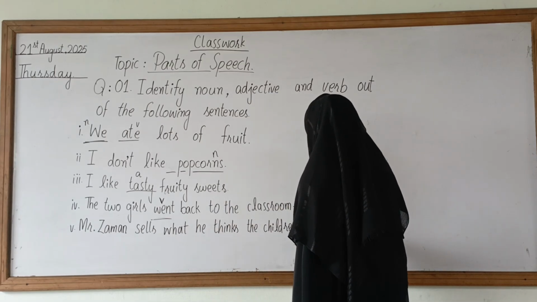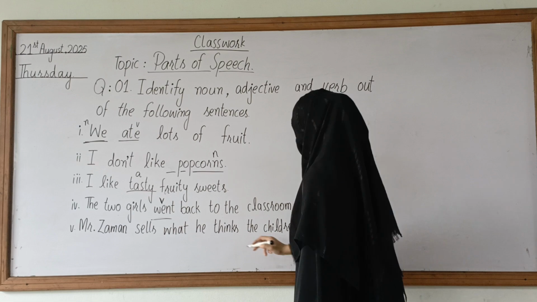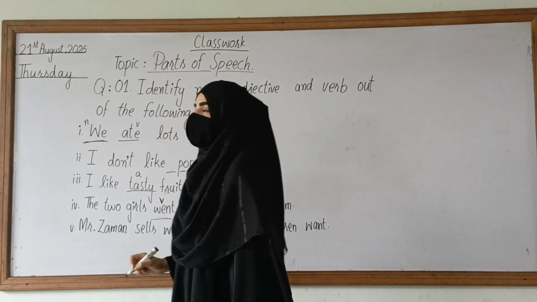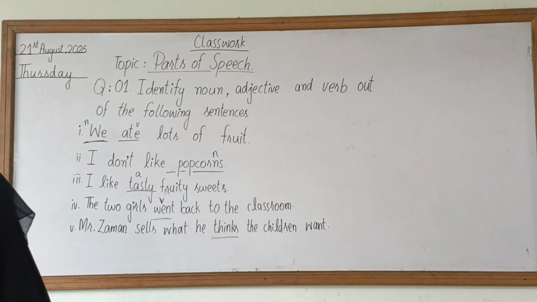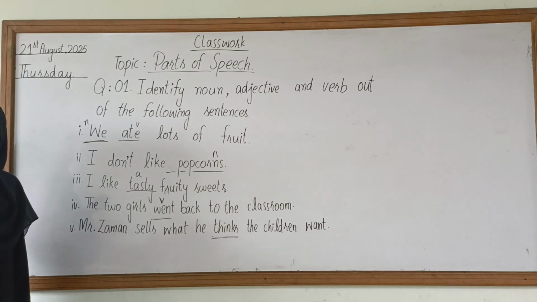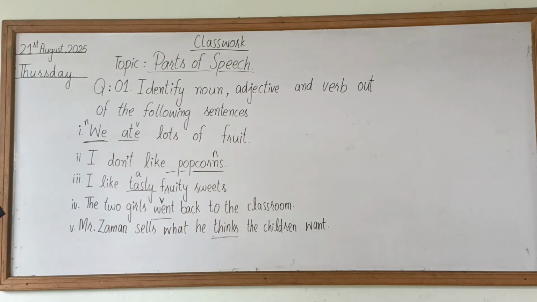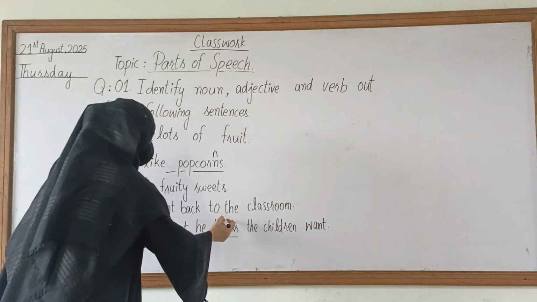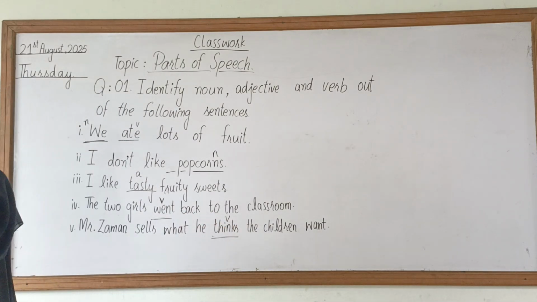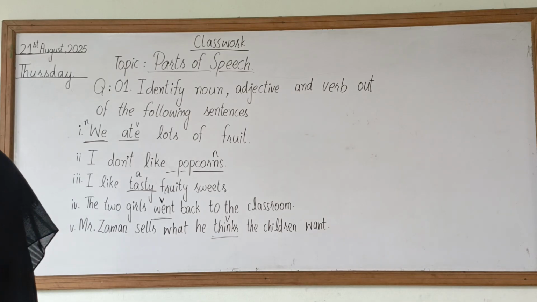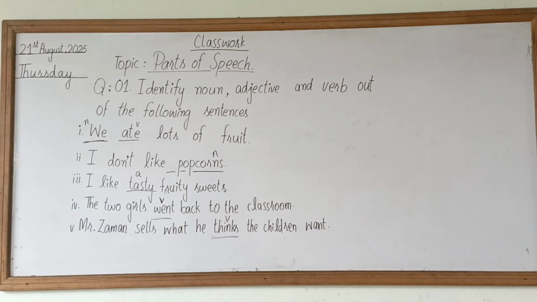Okay. So, thinks. Now tell me, all of you, please tell me what thinks is. Thinks is a verb, it's an action. Mr. Zaman is thinking, Mr. Zaman is doing some work. So, think is the verb. Okay? It is an action word. It shows the action that Mr. Zaman is thinking. Mr. Zaman is doing some kind of an action. So, thinking is an action and action is a verb.